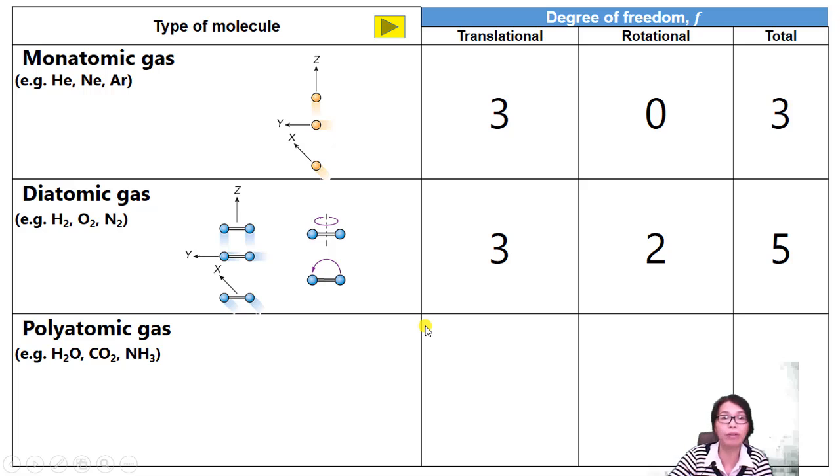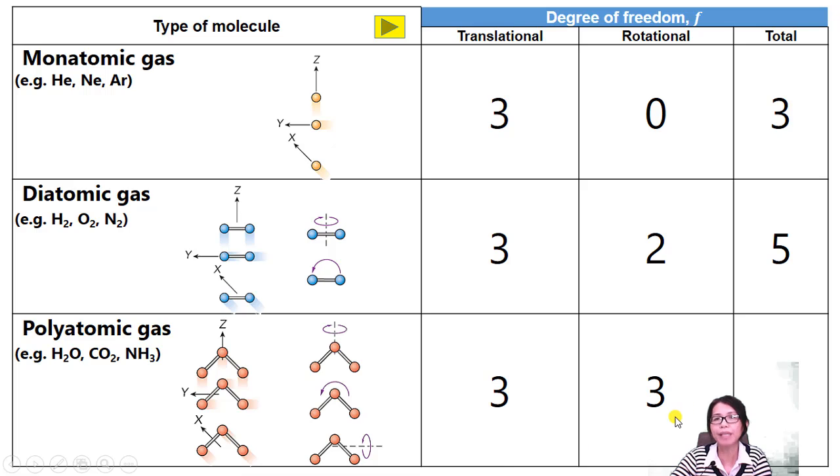Then the last one, polyatomic gas, for example H2O, CO2, NH3. Polyatomic gases have 3 degrees of freedom for translational motion. Besides that, they are going to have 3 degrees of freedom for rotational motion. So when we total up, they are going to have a total of 6 degrees of freedom for polyatomic gas in order to acquire or store energy.